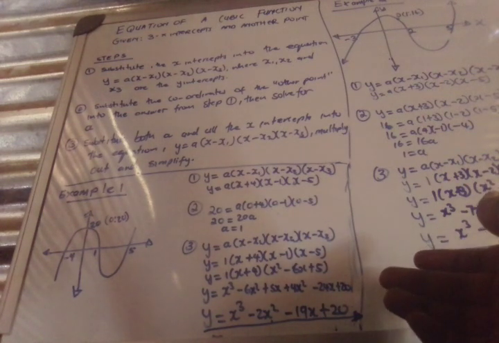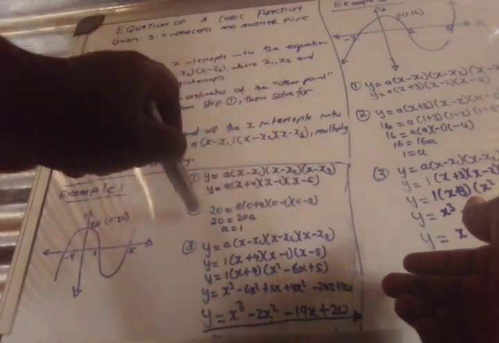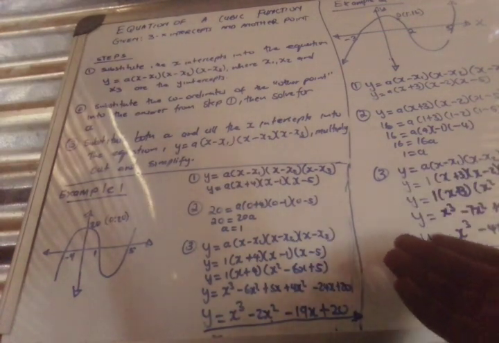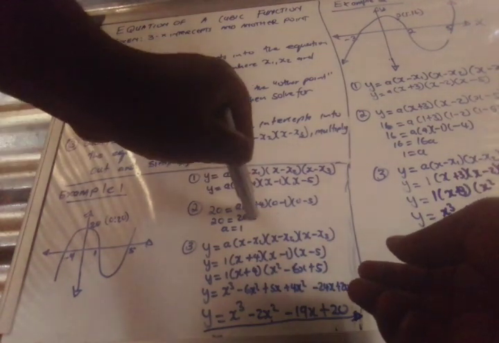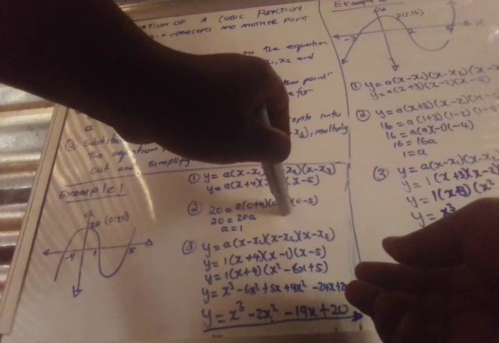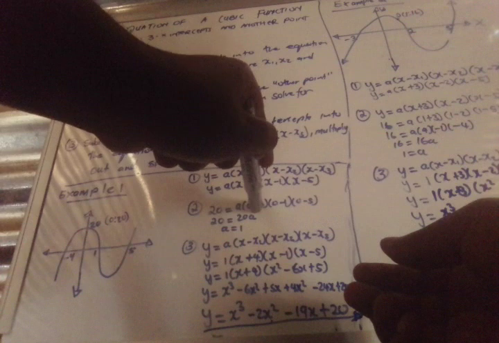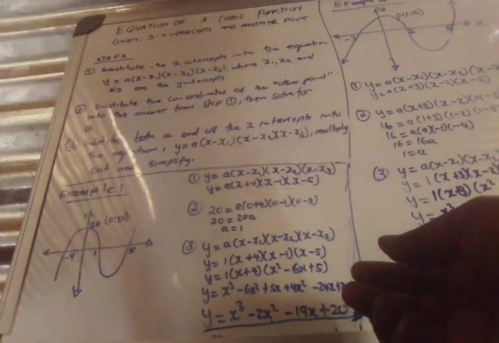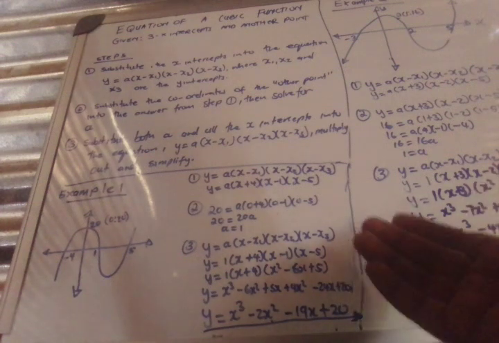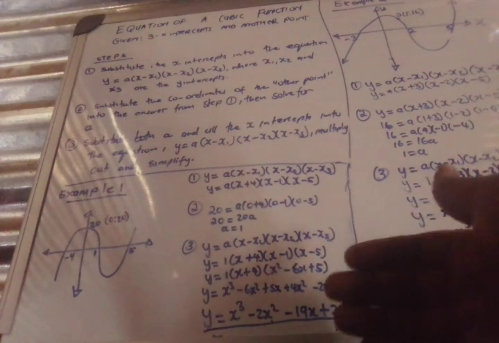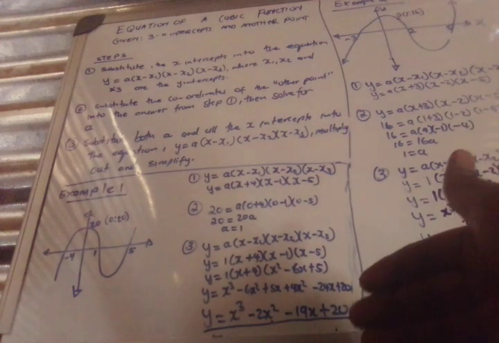So I'll just substitute where I see x I put 0, and where I see y I put 20, and then I simplify. So 0 plus 4 is 4, 0 minus 1 is minus 1, 0 minus 5 is minus 5. So we'll have 4 times minus 1 times minus 5, which gives us 20. So we'll end up with 20 equals 20a, and if we divide both sides by 20, we'll get a to be 1. So we'll be done with the second step.